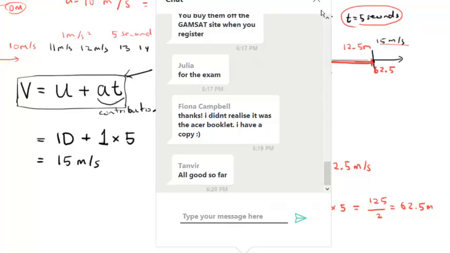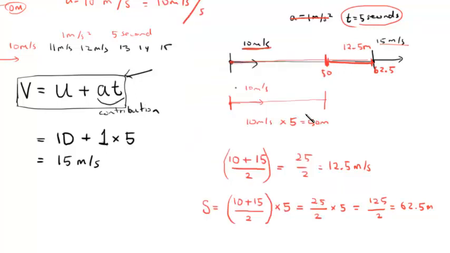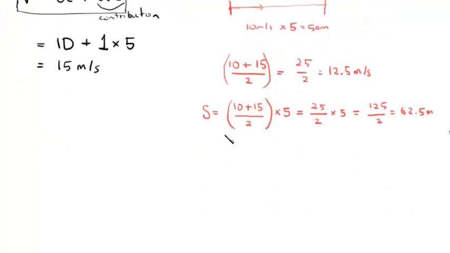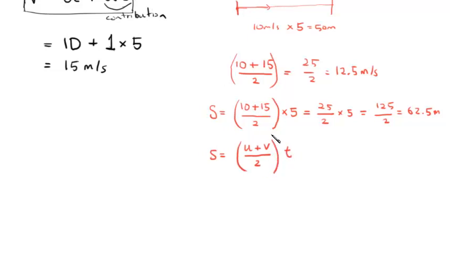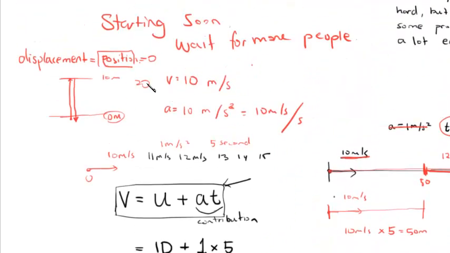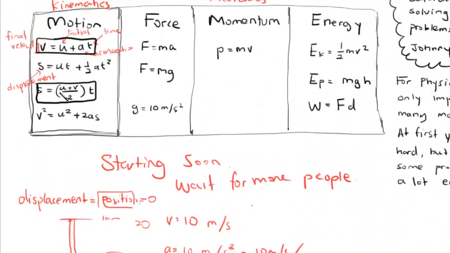Yeah. All right. Now, we can derive an equation from it. So S is equal to the initial velocity plus the final velocity, and then divide by 2, so that's the average of the two velocities, and then times the time. So that's the derivation of this equation. What this equation means is the average velocity times the time.